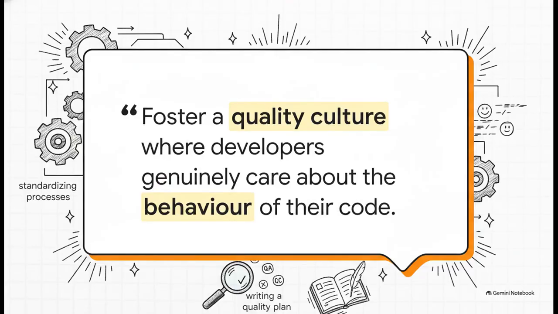To wrap up our conceptual material today, I really want to leave you with this idea. Standardizing processes, defining QA and QC, writing a concise quality plan, all of this is vital. But it isn't enough on its own. True quality management requires a culture where engineers take pride in their craft. The ultimate goal of a QM manager isn't just to write rules, it's to foster a quality culture where developers genuinely care about the behavior of their code, even when no one is checking up on them.